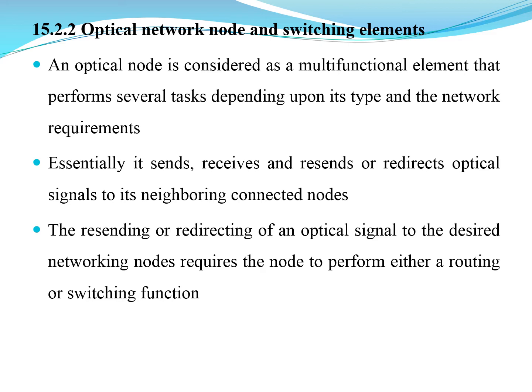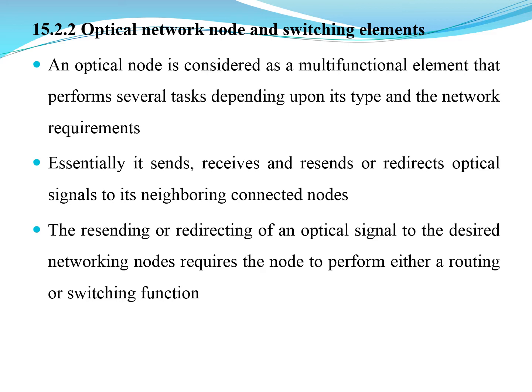An optical node, as we have already considered, is a multifunctional element that can perform multiple tasks at a time, and these tasks depend upon its type and the network requirements. Normally it sends, receives and resends or redirects the optical signals to its neighboring connected nodes. So the main idea of using a network node is that it can send, receive, and also resend or redirect the optical signal to its neighboring connected nodes.